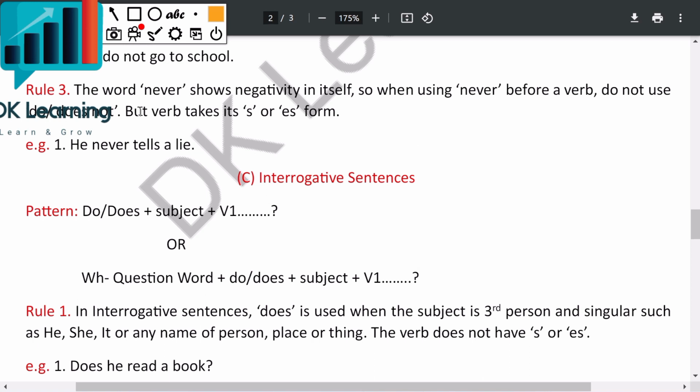Finally, we come to the interrogative sentences. Here, the pattern of sentence formation is do or does plus subject plus first form of the verb. Or in case of WH question, WH question word plus do or does plus subject plus first form of the verb.